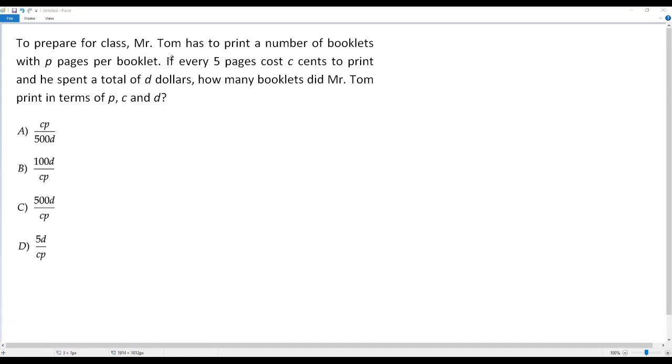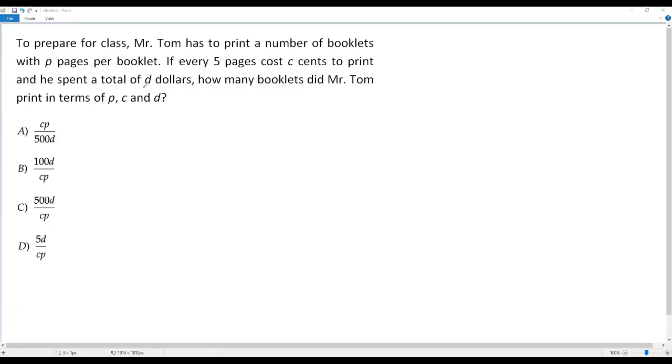To prepare for class, Mr. Tom has to print a number of booklets with P pages per booklet. If every 5 pages cost C cents to print and he spent a total of D dollars, how many booklets did Mr. Tom print in terms of P, C and D?